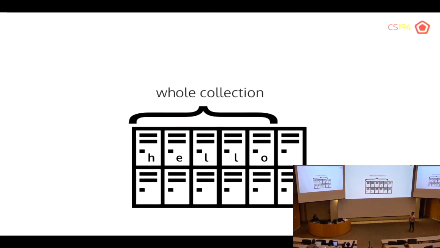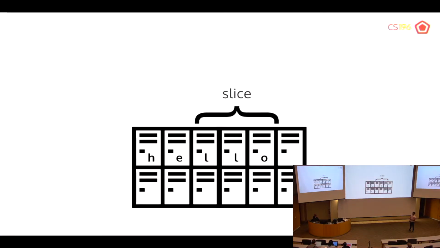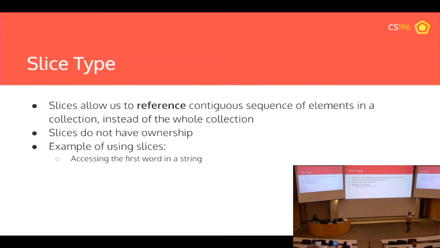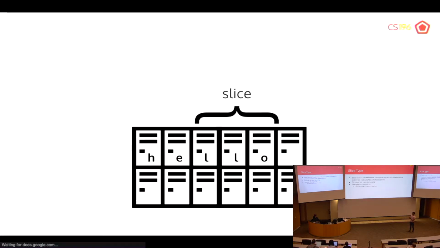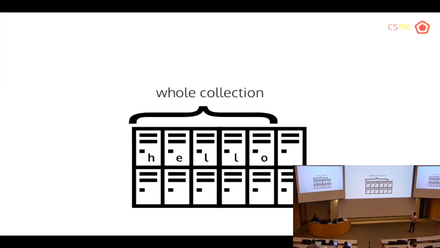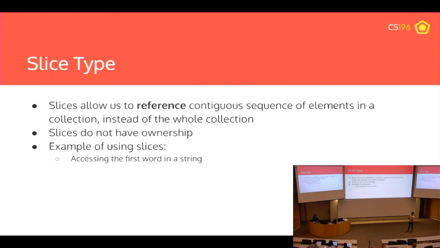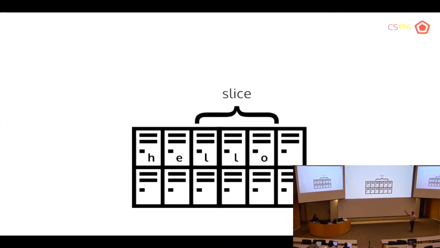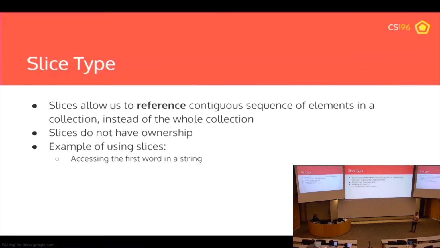So let's start off with what a slice is. Slices allow us to reference a contiguous sequence of elements in a collection instead of just getting the whole collection. So let's talk about it over here. If we have, from last week's lecture, "hello", this is the whole collection in memory or in the heap. But let's say we don't want "hello", we just want the last 3 letters. That's called a slice, like this. So let's talk about how we can get this and why this is useful.